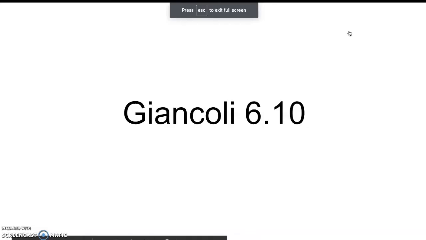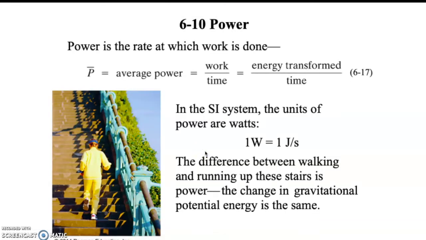All right, today we're going to look at Giancoli 610, which we're going to deal with power. So power is how fast we do work, or the rate at which work is done. Average power is work divided by time, so it's energy that's used up during a time frame. In the SI system, we use watts to determine power. 1 watt is 1 joule per second, which is energy divided by time, so make sure we're in joules and seconds.